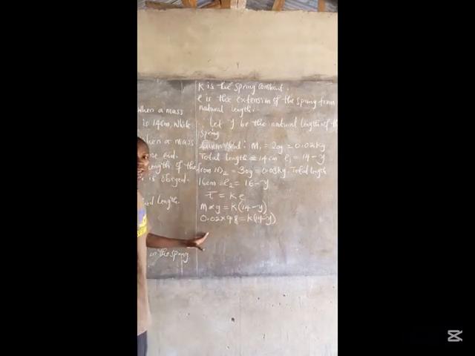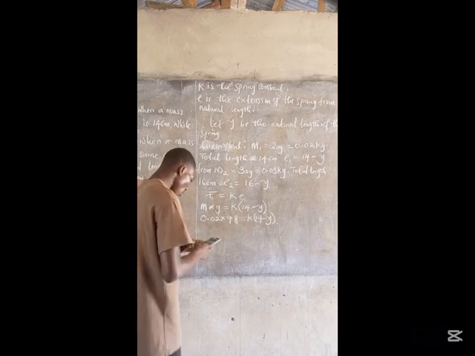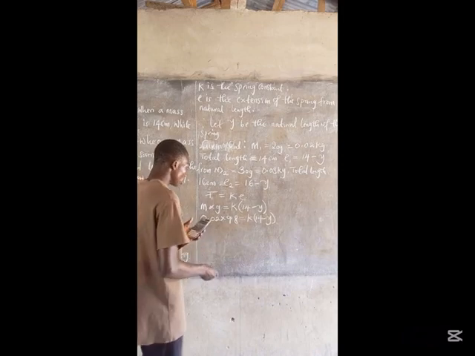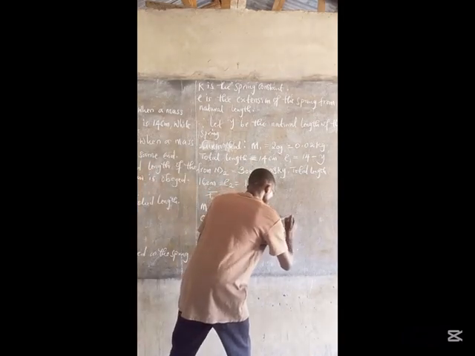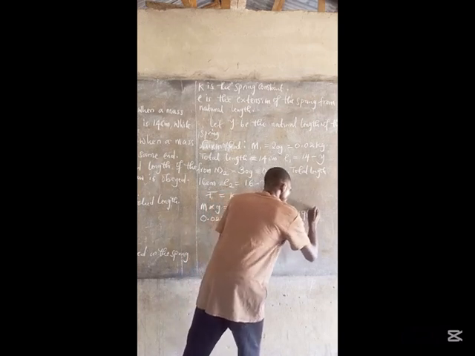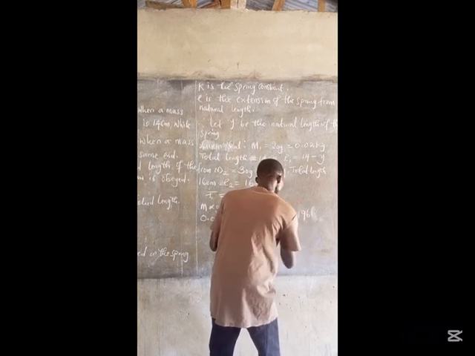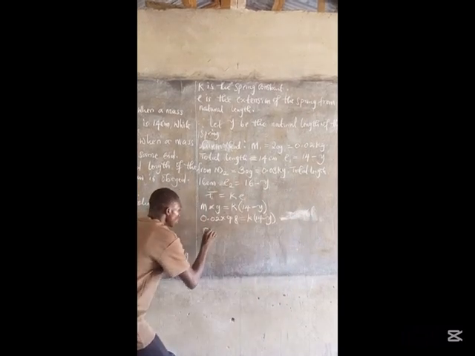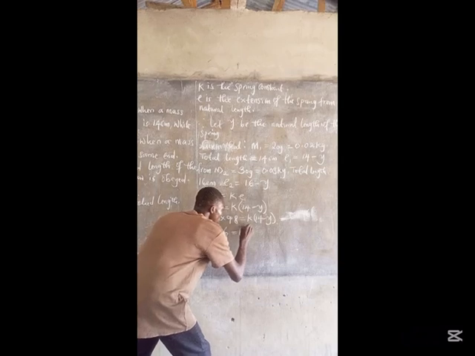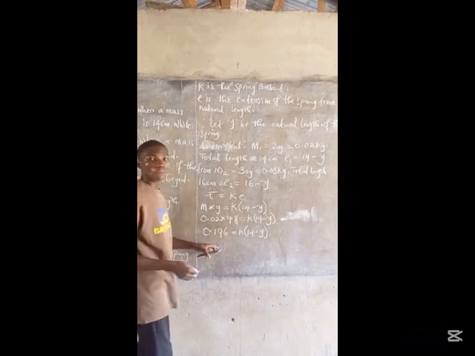So let me take my calculator. 0.02 multiplied by 9.8, you have 0.196 is equal to K into 14 minus y. So that is for M1.